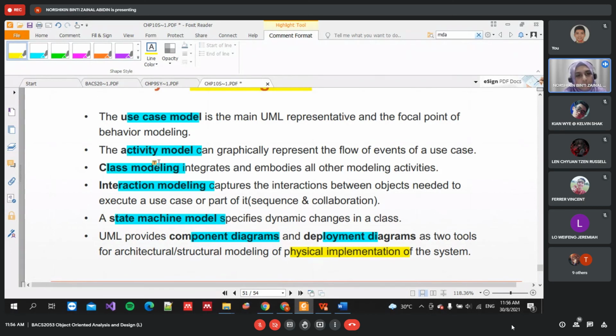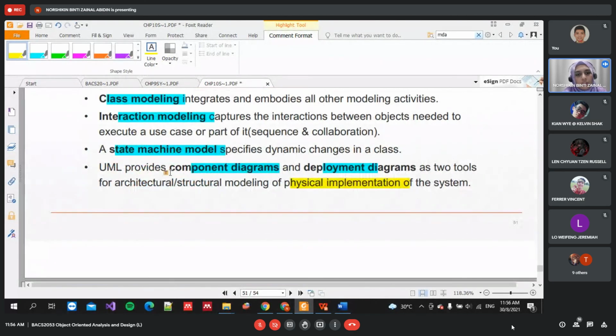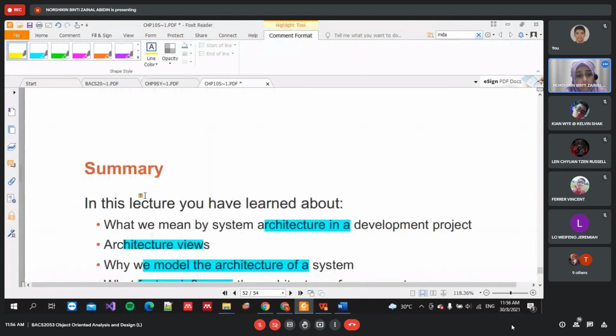Okay, some of the models, like I said, we didn't cover in this chapter, so I won't touch on 1, 2, 3, 4, 5 maybe. I won't go into them because we already covered them in the previous chapter. So for UML, the only parts of the diagrams that we touched on are the component and deployment diagrams.